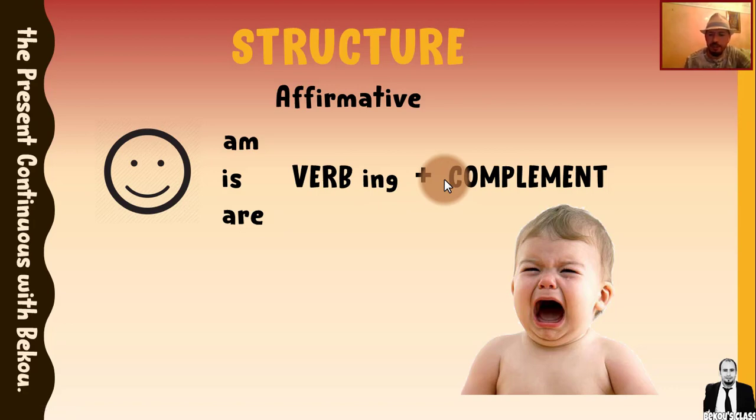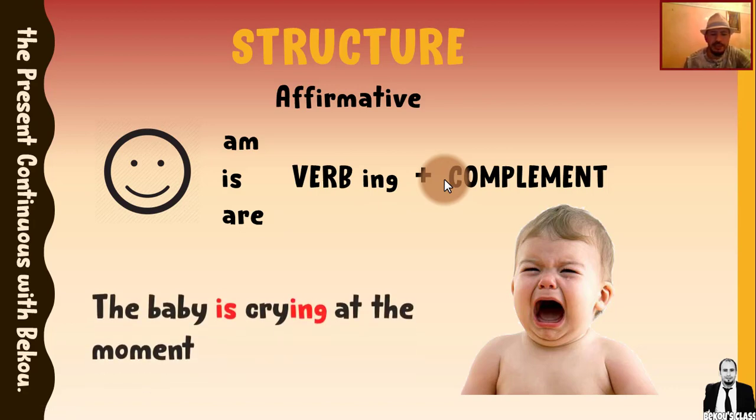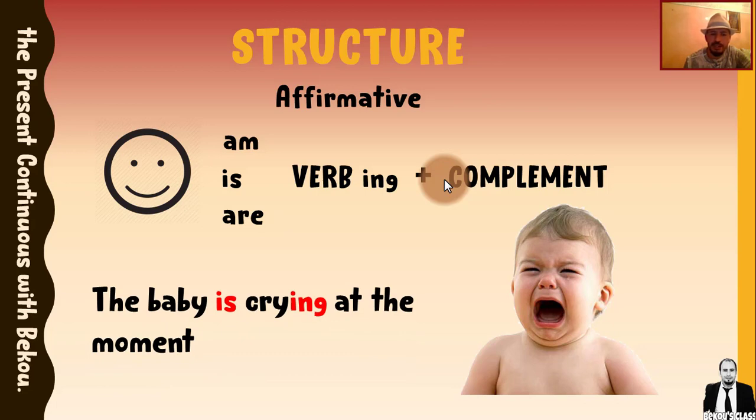For example, look at the picture. The baby is crying at the moment. So we have here the verb cry, and we have he is and the ing, and then we have the complement at the moment. At the moment is a time marker, which means now, at this moment.